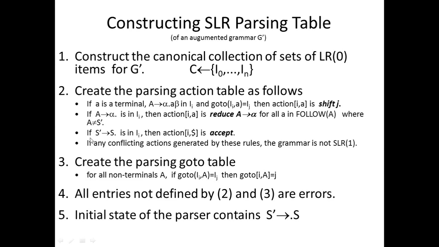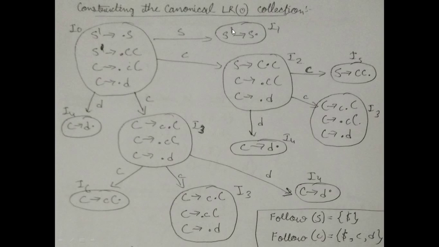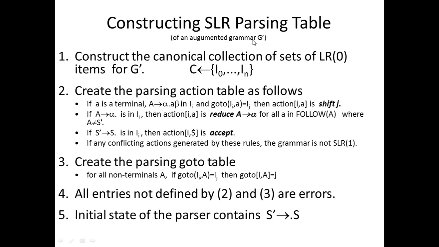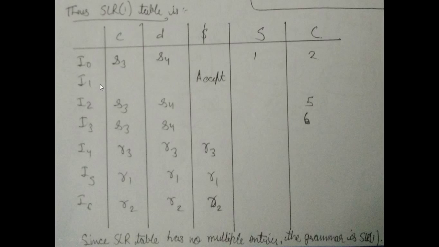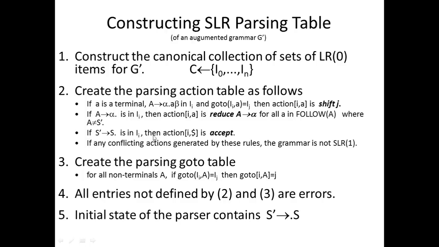Moving on, we write accept. If S dash gives S dot is in I_i, then action[i, $] is accept. So we have I1 having the production S dash gives S dot. So thus we write for I1 on dollar, accept.